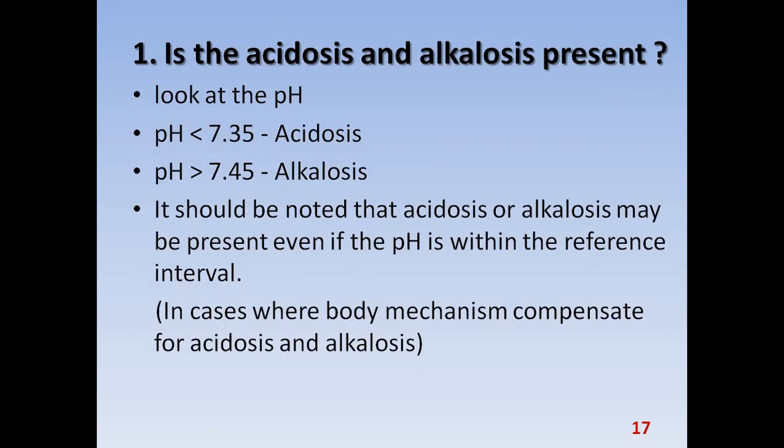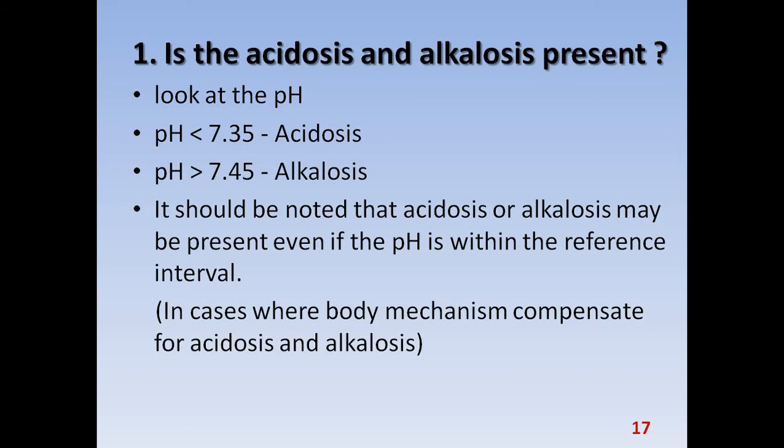First we'll go to the pH. Is acidosis or alkalosis present? For this we have to look at the pH, and if the pH is less than 7.35, we consider it as acidosis, and if it's more than 7.45, we consider it as alkalosis.